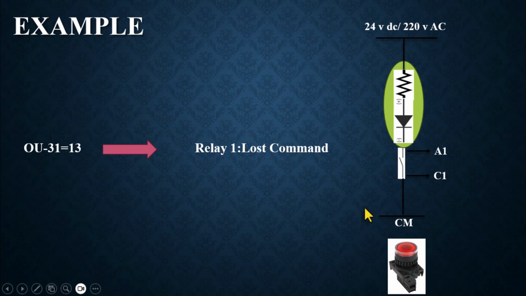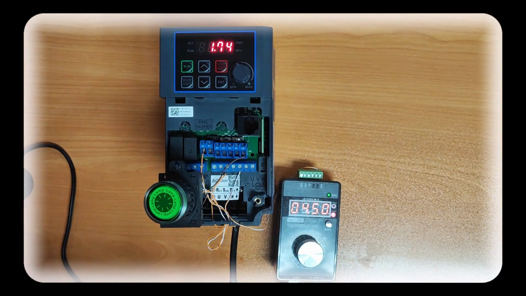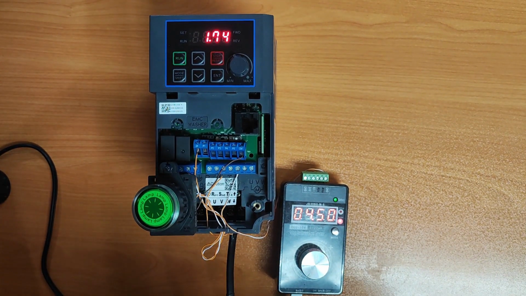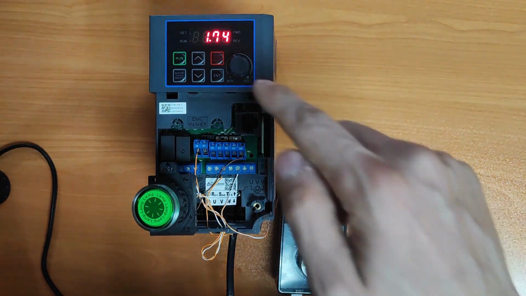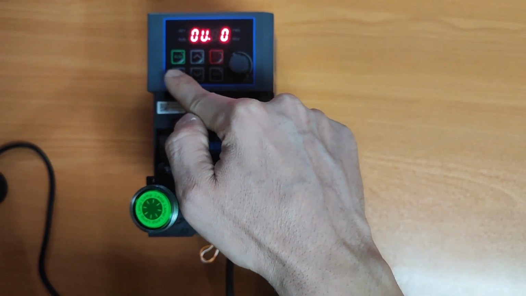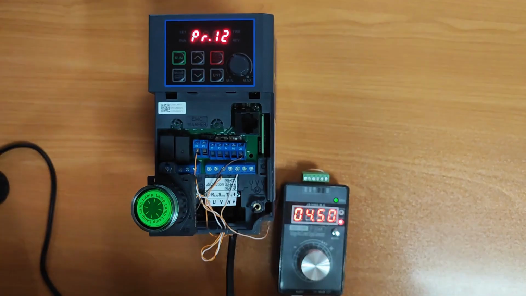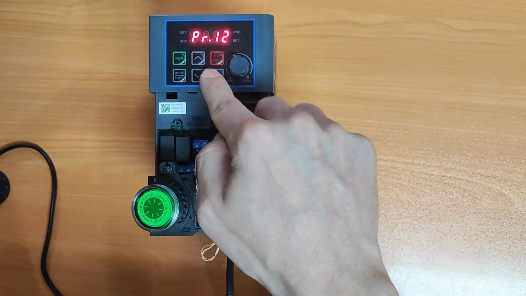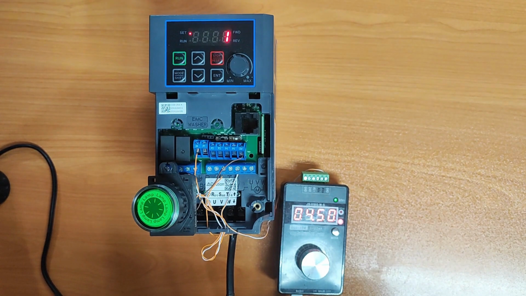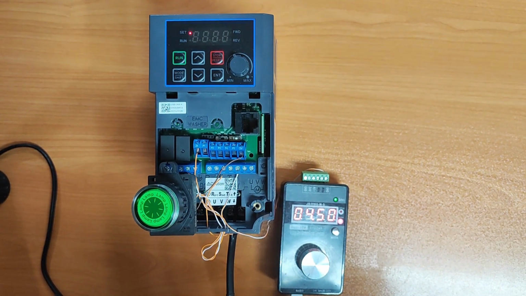Let's go and apply all the settings we learned about the speed command loss feature to the inverter and test this feature together. Well, for the G100 inverter, we said that if we want to activate the lost command feature, we must enter the Pr parameter group and Pr 12. If we set it to 0, it's disabled. If we set it to 1, it free runs. 2, it decelerates, and the other options mentioned in the video.